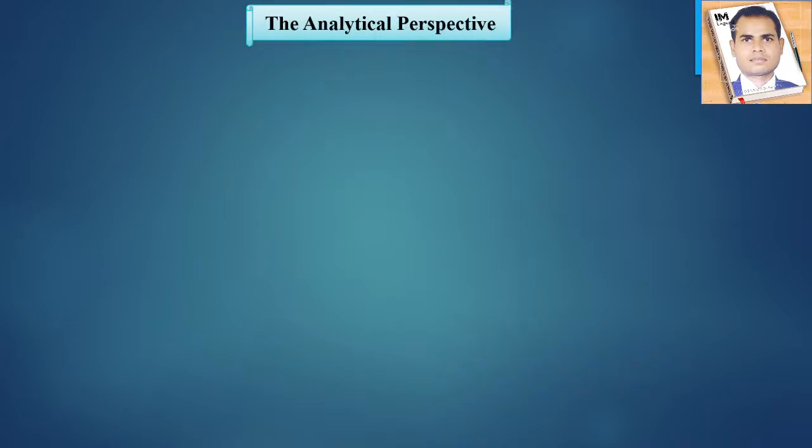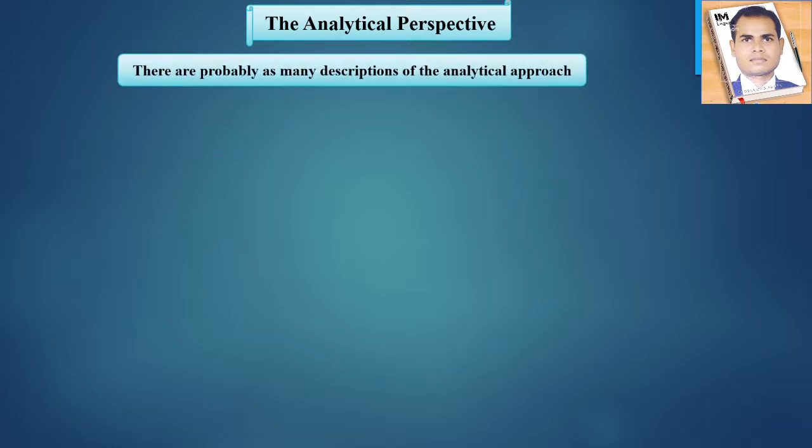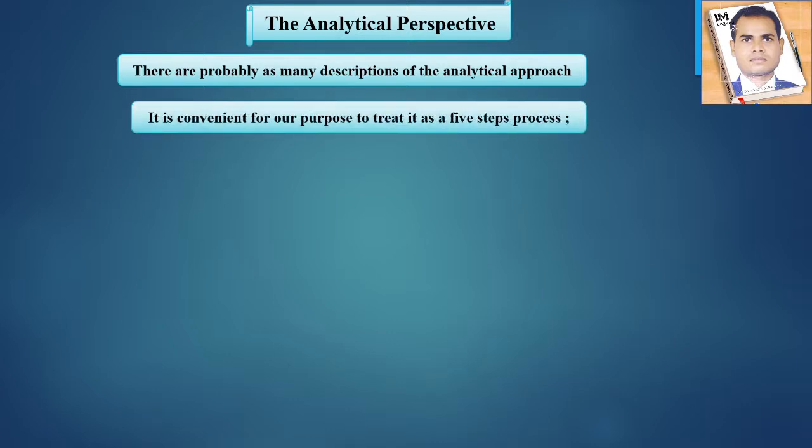Now we have to see the analytical perspective. What is our objective in analytical chemistry? There are probably as many descriptions of the analytical approach, and a large amount of information about the analytical objective, but we will look at it in 5 steps. Our purpose is to treat it as a 5-step process.